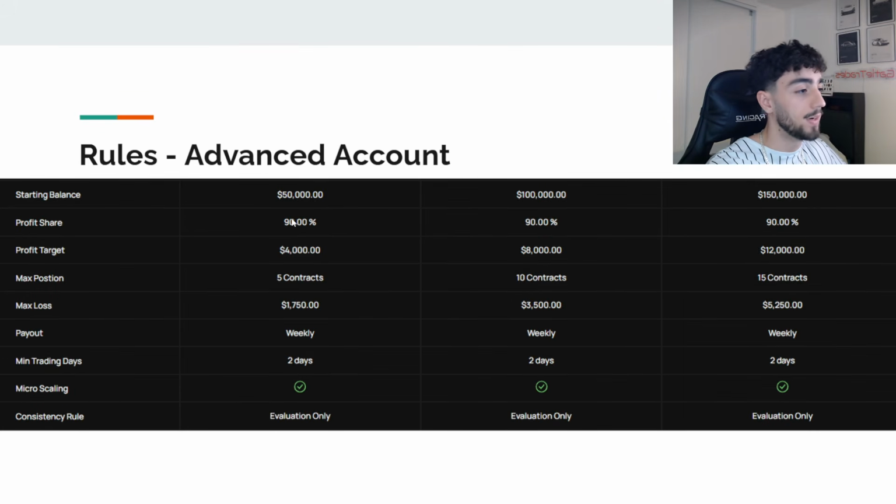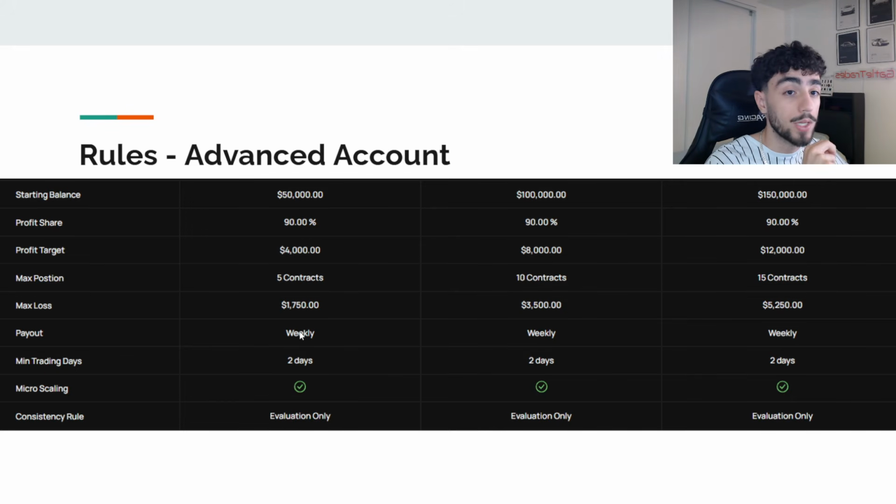For the advanced account, very similar, but the advanced account is slightly more expensive, depending on whether or not they're running a no activation promotion, which they are right now in June, by the way. So you have to make a little bit more on every single account size. This is due to the fact that there is no consistency rule on this account size, and the profit share is 90%. So obviously the eval is a little bit harder to make up for that. So the profit target's a little bit harder, and you have a little bit less to work with. But if you look at the 100K and the 150K account, you still have more to work with than most firms, right? So it's still a lot to work with.